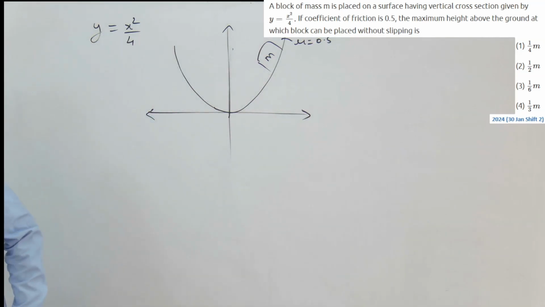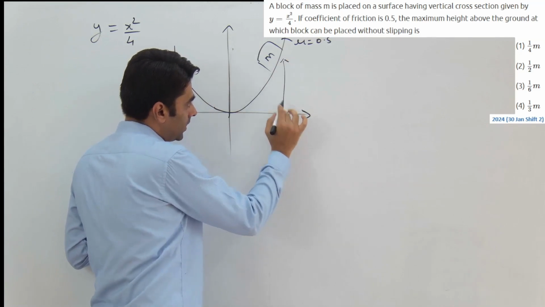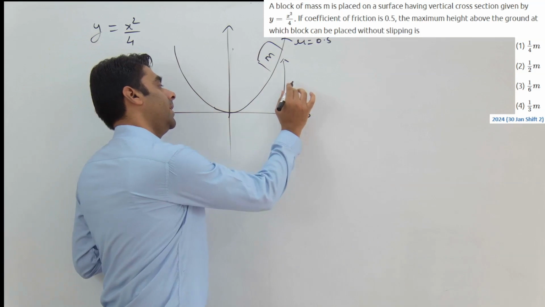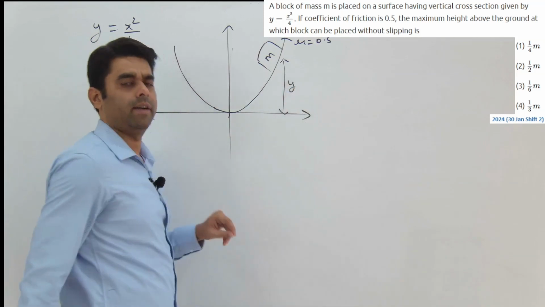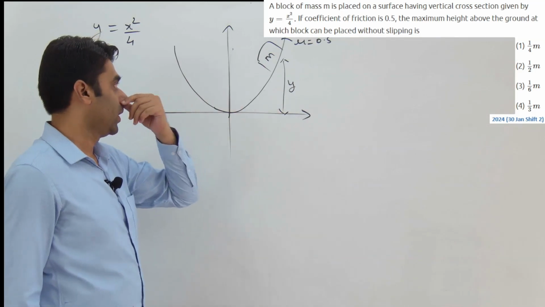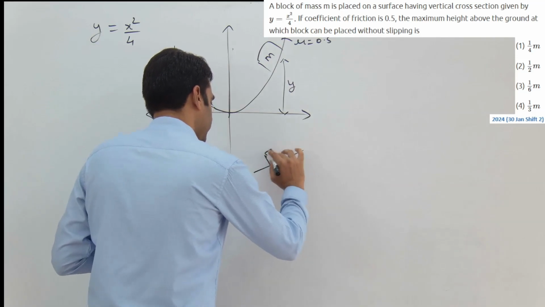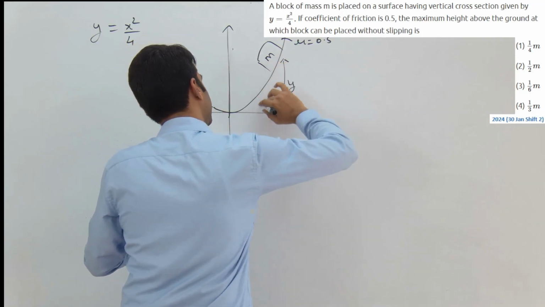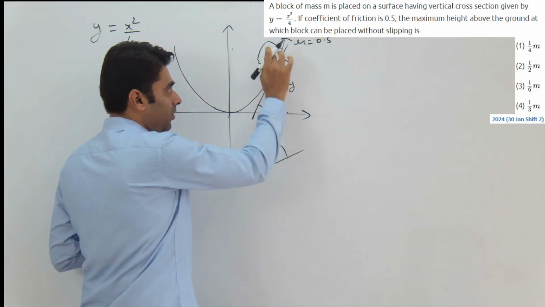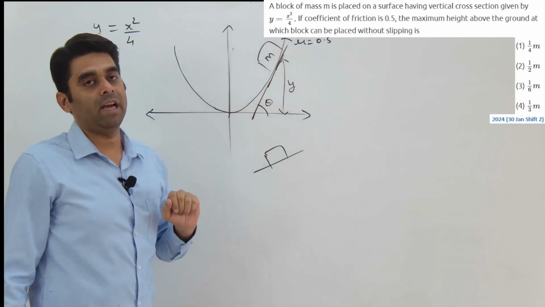How to deal with it? They are asking us how high we can keep the block such that the block does not slip. Let's say the height at which we can keep it is y. In general, we are taking that it is kept at a height of y. Now it will not slip. Some inclination will be there at this y. If we draw the tangent at this particular point, this tangent will have some inclination.